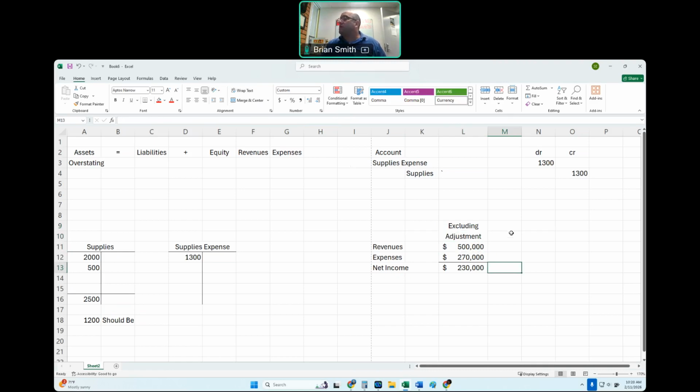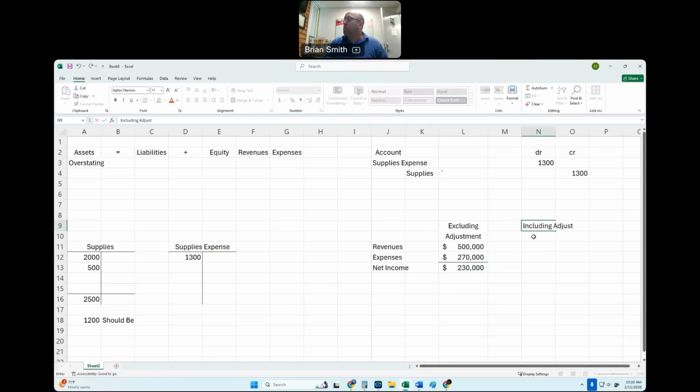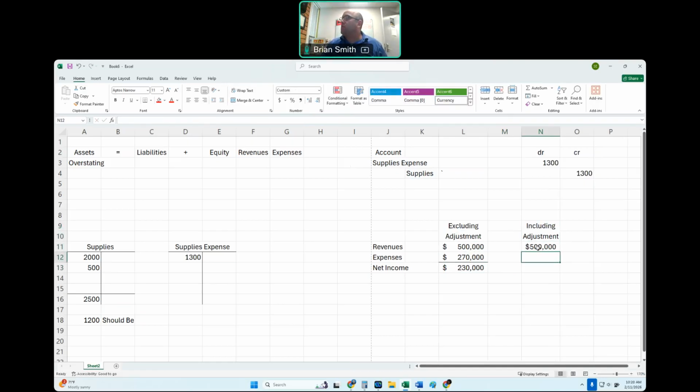So excluding the adjustment, our net income is 230. Now we include the adjustment. Our revenue is held consistent, but now expenses are going to be the 270,000 plus the adjustment we made. Now our net income, if we have the adjustment, is going to be less than what we're saying by not making it. So clearly, using this example, our expenses are understated. We should have had more than we reported.